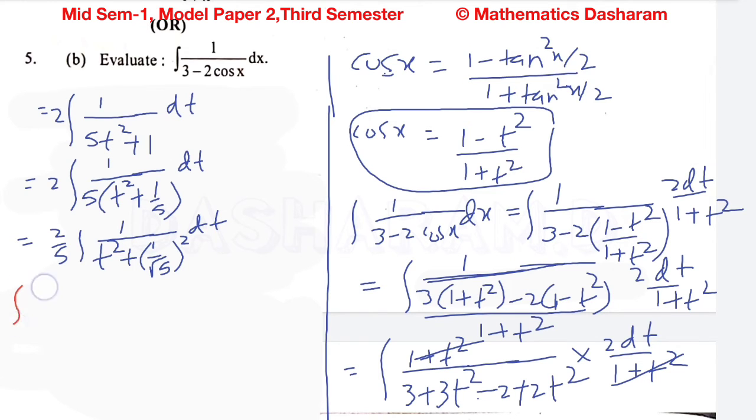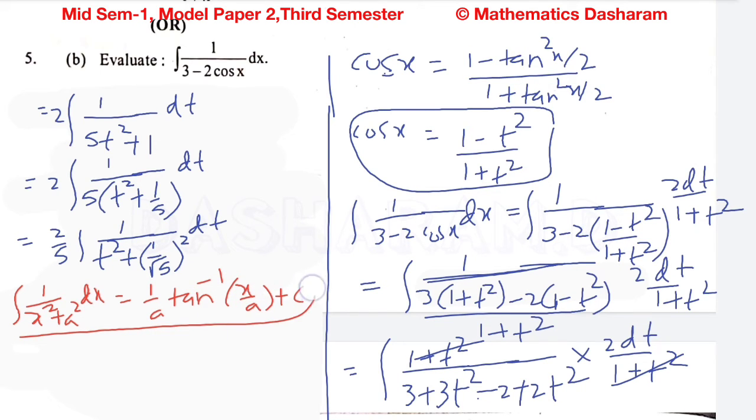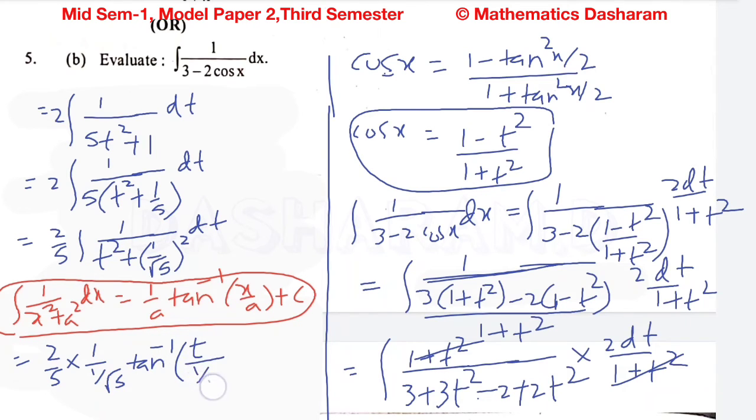So here use one formula, integration 1 by x square plus a square dx equals 1 by a into tan inverse x by a plus c. So let's continue the answer. 2 by 5 into 1 by a. Here what is the a value? 1 by root 5 is the a value. 1 by root 5 tan inverse x, x means t, divided by a means 1 by root 5, and add one constant c.